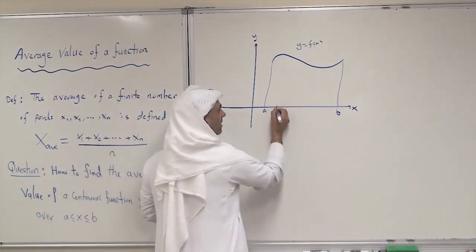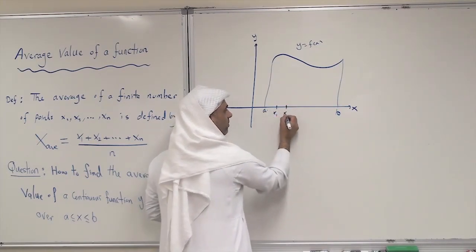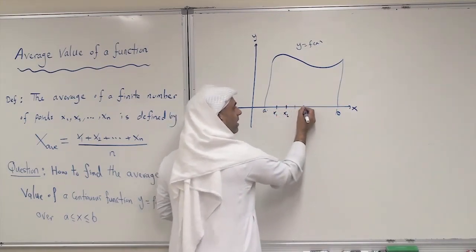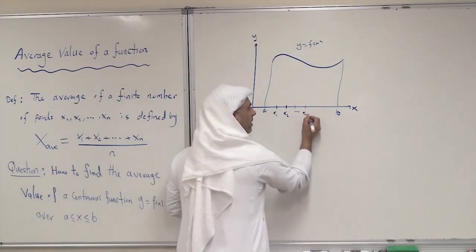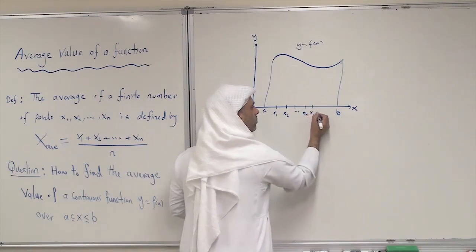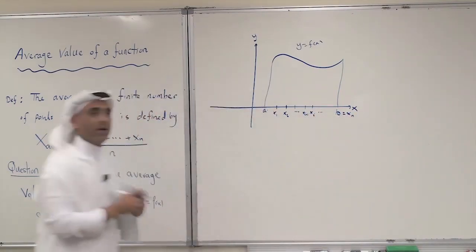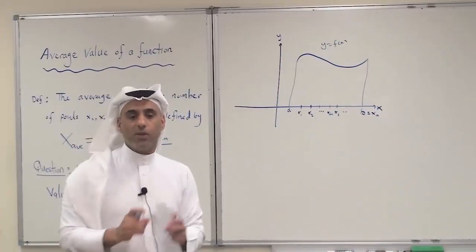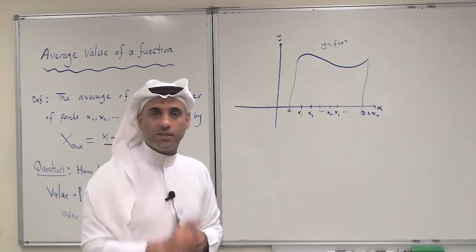We will partition the interval. So this is x0. Then we have here x1, we have here x2, etc. We have here up to, let us say, x i minus 1, x i, and so on, up to the last one here, which is b, it is xn. So again, we are partitioning this interval into sub-intervals with equal width. So we are taking a uniform partition.